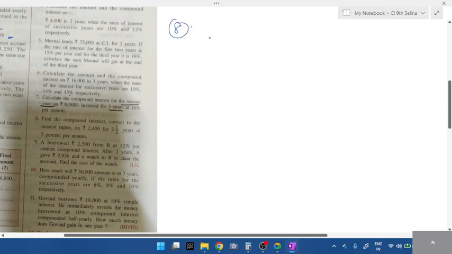First, listen. First, I'll explain. Look at the question. Find the compound interest correct to nearest rupees on principal. What is the time period given here? 2 1 by 2 years. What do you mean by 2 1 by 2 years, students? So first year you have to take first year, next second year.